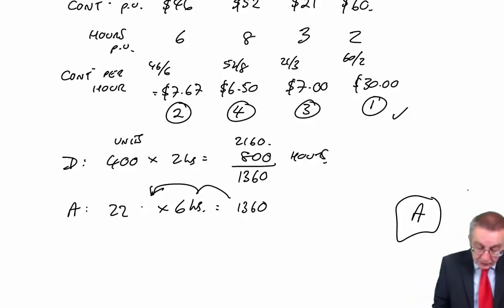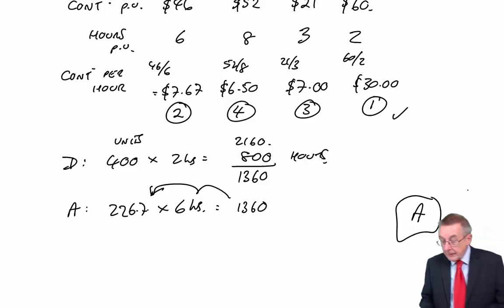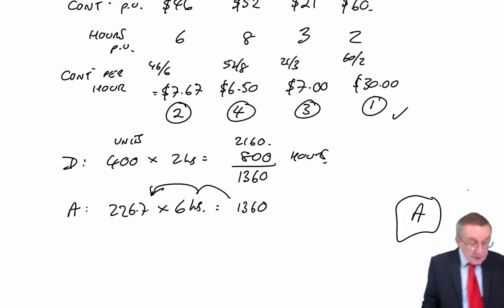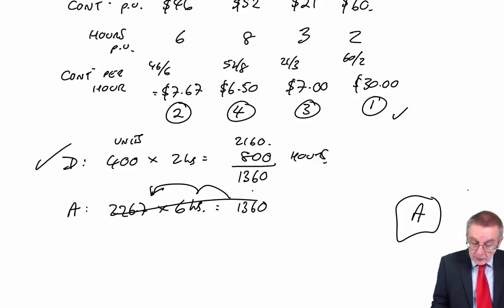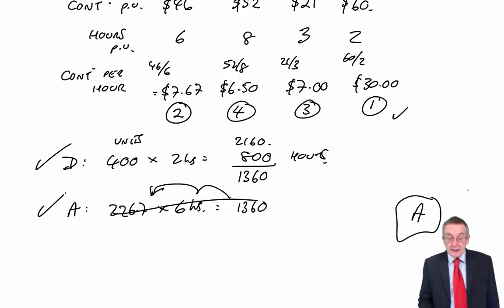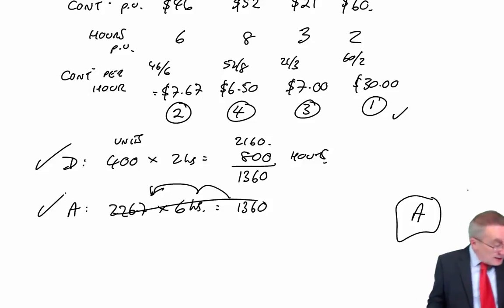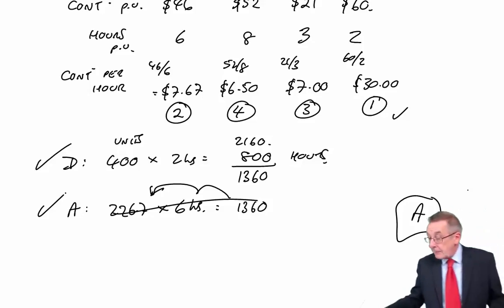We'd make 226.7 or something, whatever. But like I say, I am wasting time there. Given the choices available, it's D first. From what I've done, without doing that, it must be A second. So, there's number 6, the answer's A.